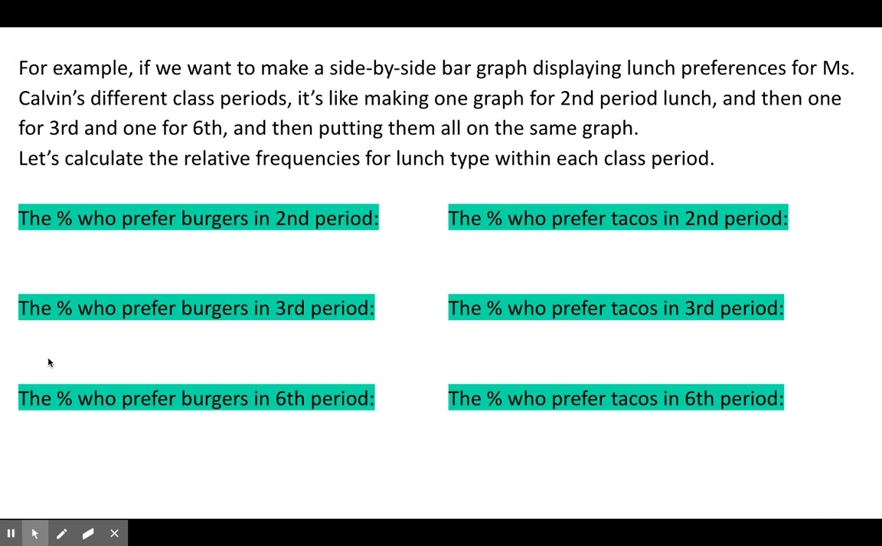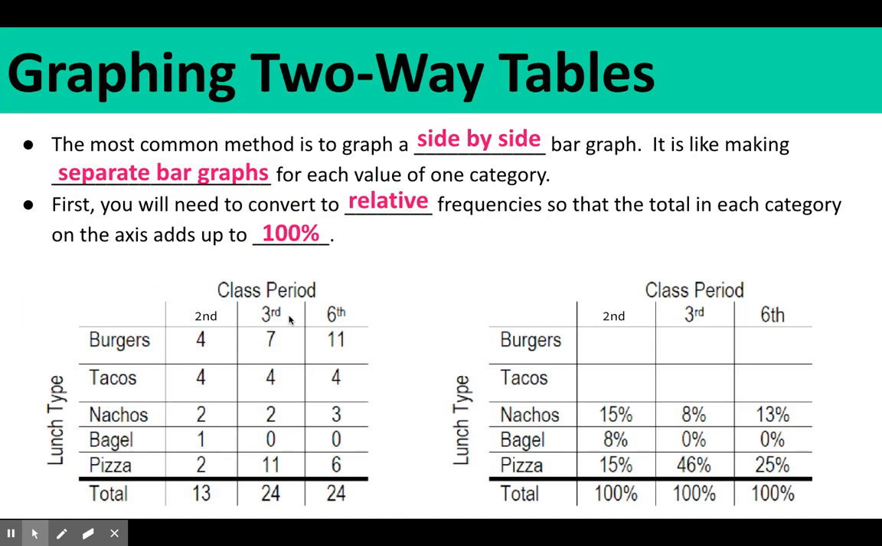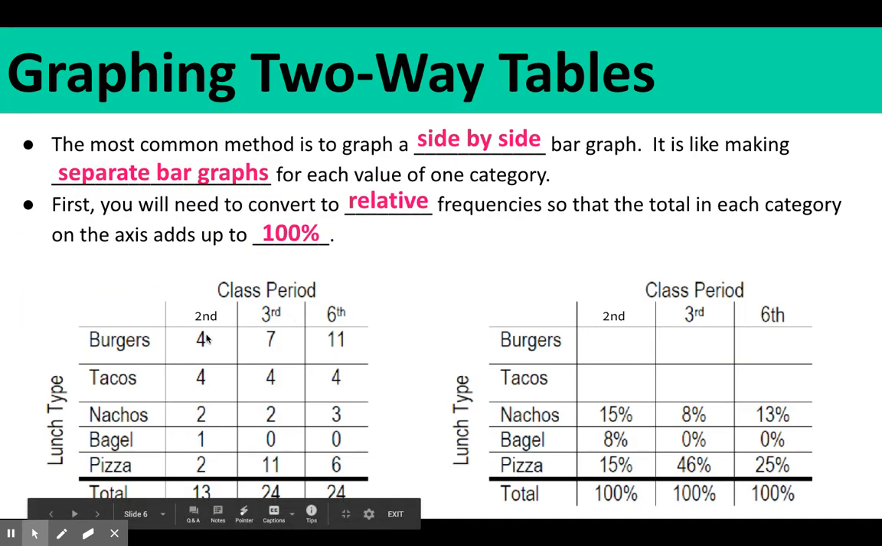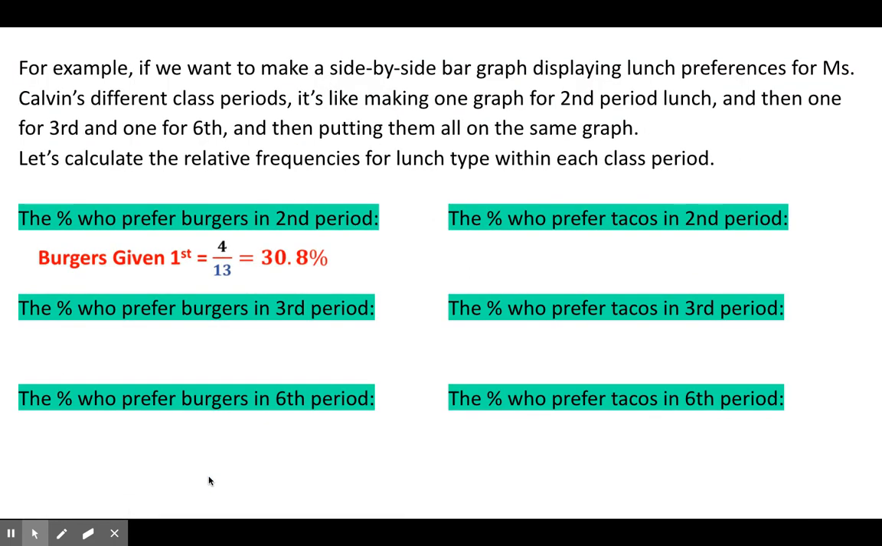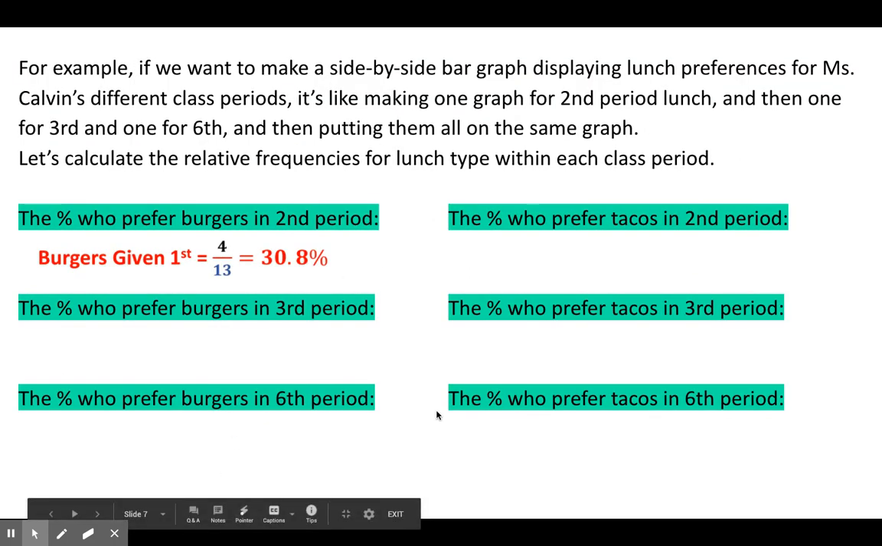So for example, this is kind of saying what I just said. We're basically making 3 different graphs, one for second, one for third, one for sixth, and we're putting them all in the same graph. So again, we're doing those conditional frequencies. This first thing says, what's the percent who prefer burgers in second period? So in second period, 4 out of 13 prefer burgers. If I do that division, I get 30.8%.